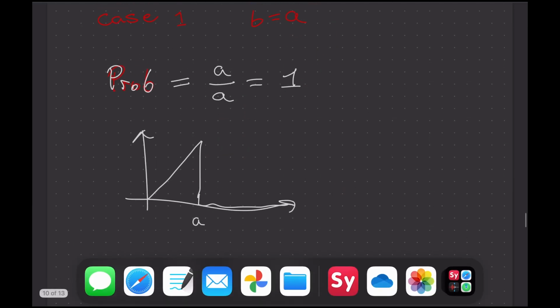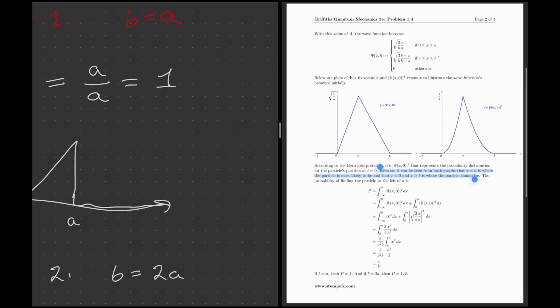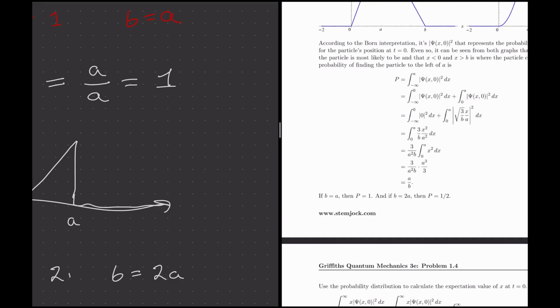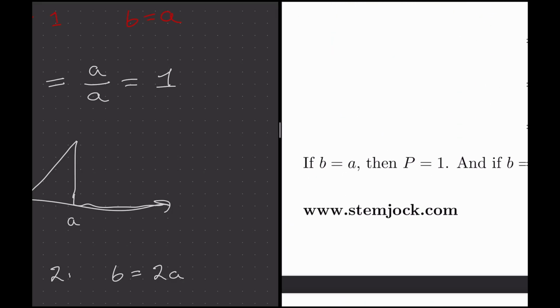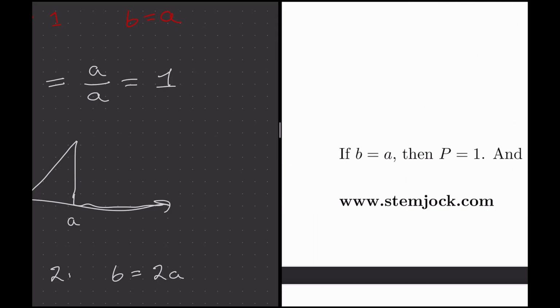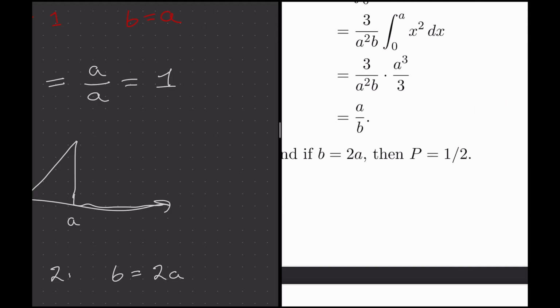We're going to check the answers right now. Remember, don't check the answers unless it's for the final check. Don't follow these solutions. So here I have A over B. That is what we got. For the limiting case B equals A, P equals 1. We got that. And for the other limiting case, B equals 2A, probability equals 1/2. So we got the right answer.